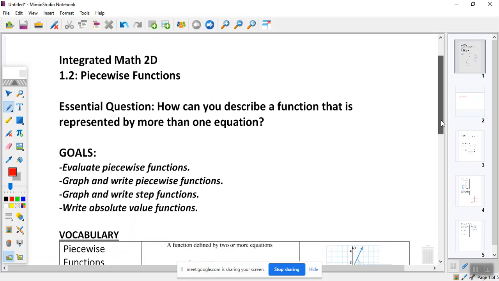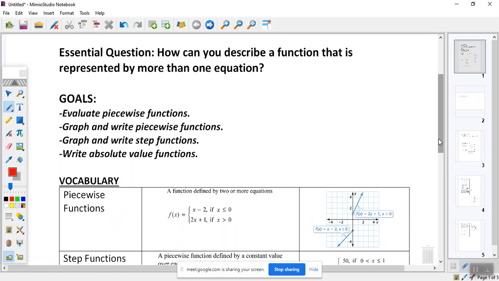And kids, the goals that we talked about yesterday was to evaluate some piecewise functions. This is pretty easy, okay? This stuff right here, that's pretty easy. I think what's going to be new for you guys today is to, these two in the middle, graph and write piecewise functions, and then to write some step functions. So I think that these two goals that we need to accomplish will be something that's very new for you today. And then we're going to work on writing absolute value functions, but we're going to write them as now piecewise functions is what they're called.